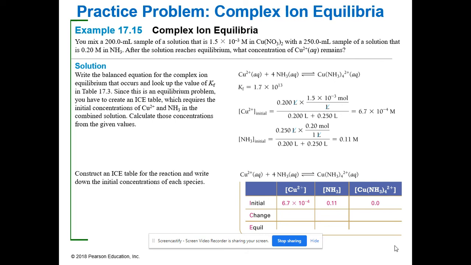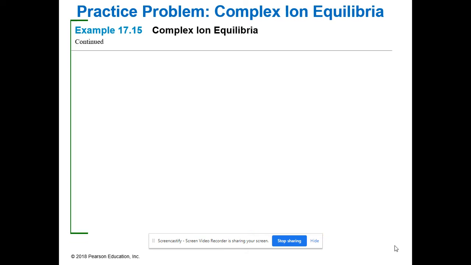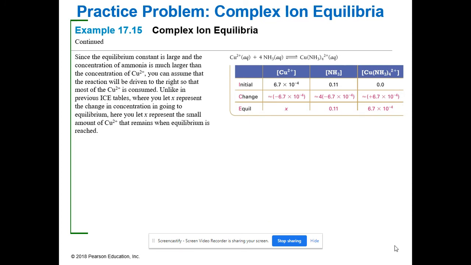Here's where it gets a little different than what we've been doing. When we do our change, we're going to be saying that most of our copper is going to react. Because see how the copper concentration is a lot less than our ammonia concentration? We're going to say most of this copper is going to react. So approximately, we're going to decrease our copper concentration by 6.7 times 10 to the negative 4. That means our ammonia concentration also needs to decrease by that much. But of course, we had 4 ammonia, so we need to multiply by 4. And then our copper complex will increase by 6.7 times 10 to the negative 4th molar.